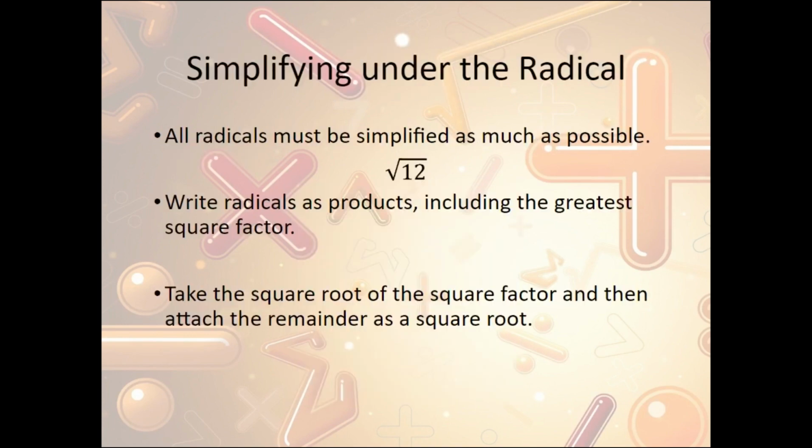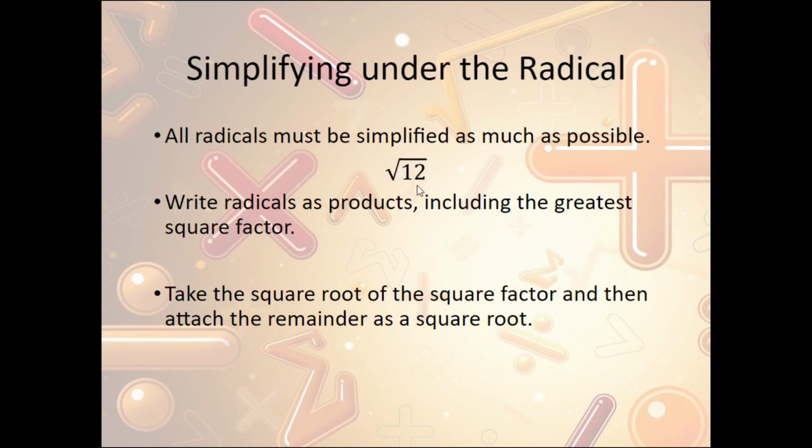Okay, just a reminder, you need to simplify under the radical all the time. So let's say you end up with square root of 12 under the square root symbol. You always need to simplify it as much as possible. And the way you do that is you're going to try to find the greatest square factor.